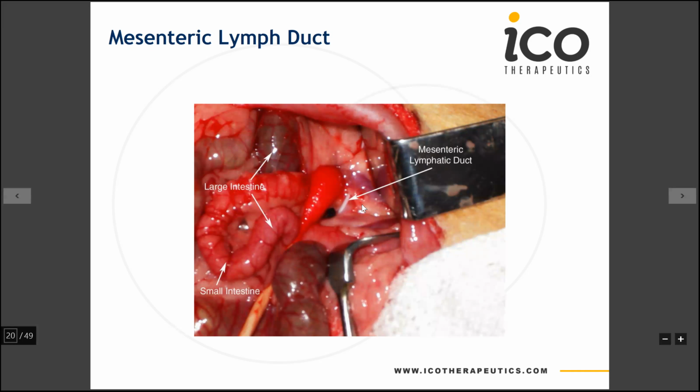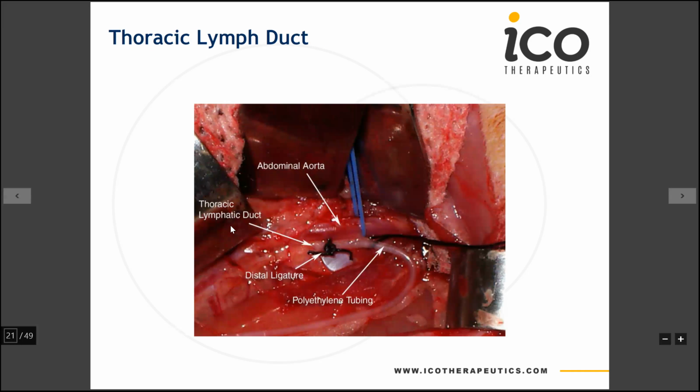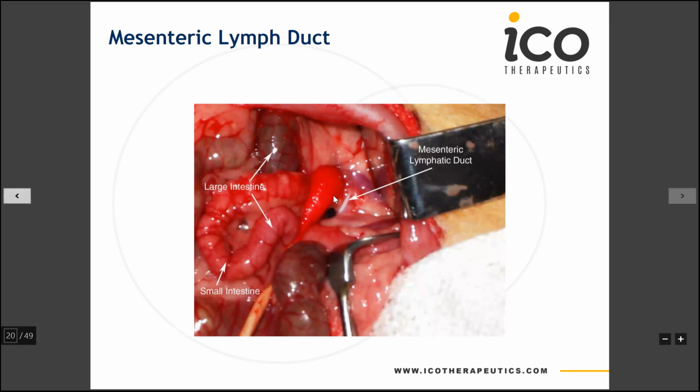Now, what I'm showing you here is the model that we've used. It's a rat model, and we have the ability to co-cannulate the mesenteric lymph duct as well as the thoracic lymph duct, and you can see that here. If I go back one slide, here's the mesenteric lymph duct, the cannulation for the mesenteric lymph duct. And what we can do is follow the fate of the lipid and the drug in the lymphatic system, as well as how much is coming out on the other end in the bloodstream. And this tells you that, in fact, we are targeting the lymphatics.